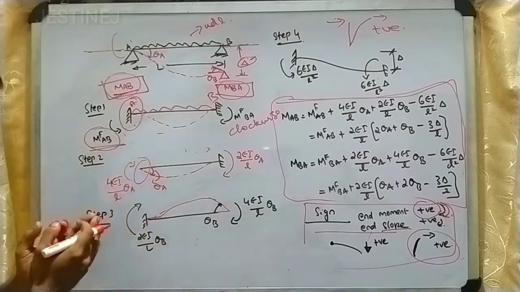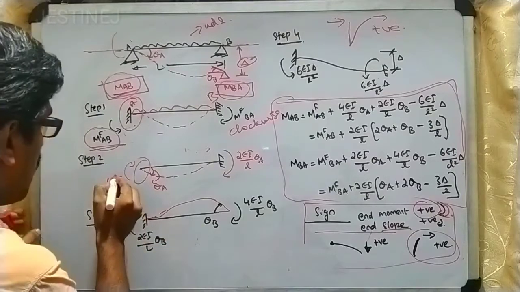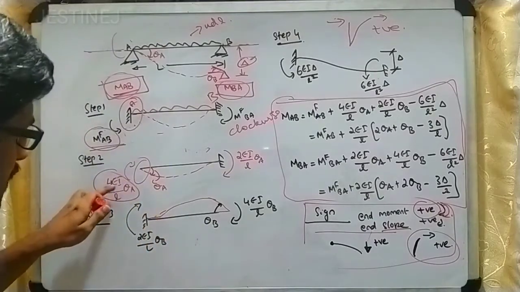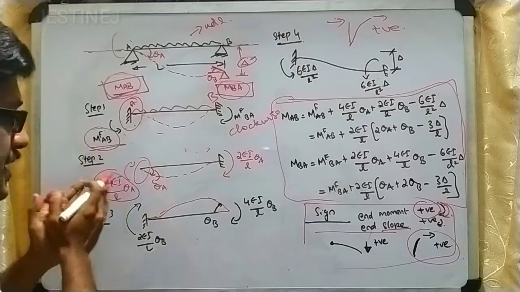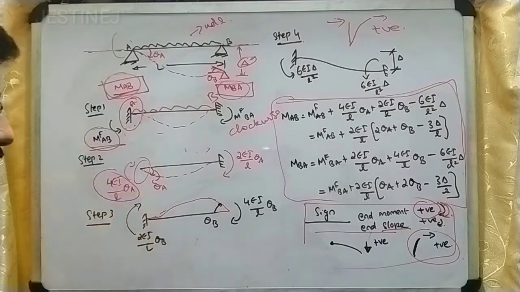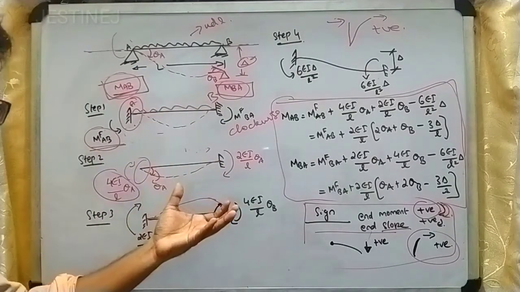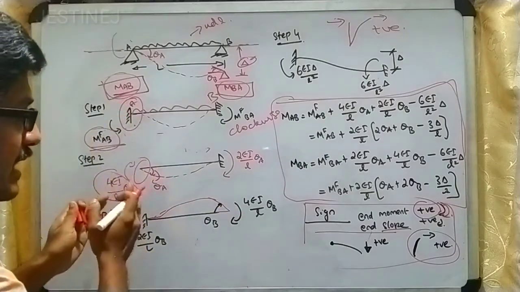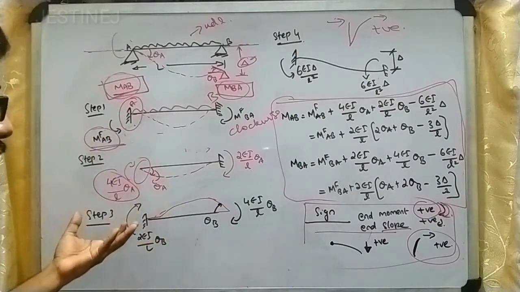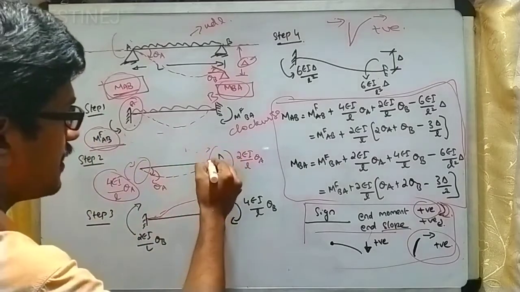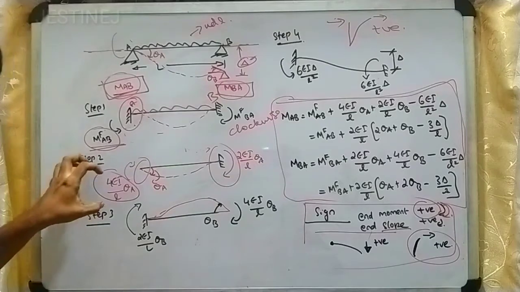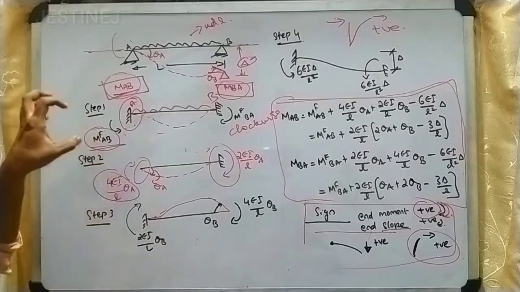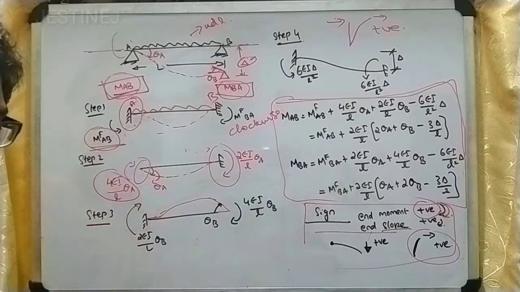Okay, so here, if you are applying a moment of magnitude 4EI by L theta A in the clockwise direction, there is a condition: if you are applying it at the free end, the value at the fixed end will be 50% of this value. Once again I will repeat, the moment we are applying is 4EI by L theta A.